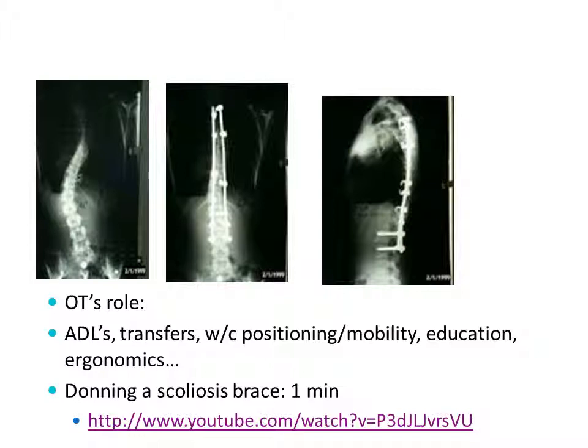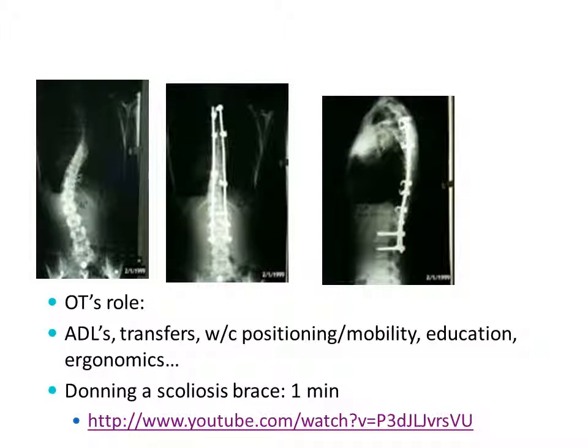Here's a short YouTube clip about a dad who is donning an underarm or low profile brace. Sometimes some people call them turtle shells too, and something like that, I guess. But just to kind of give you a visual of that other kind of brace and how complicated they are to put on sometimes. You have to get them really, really tight.